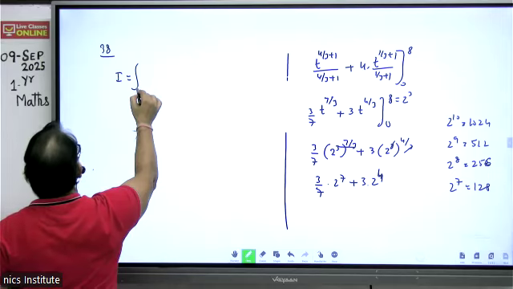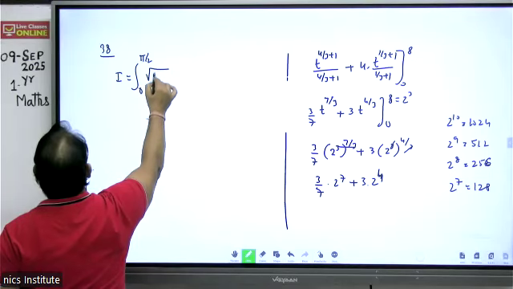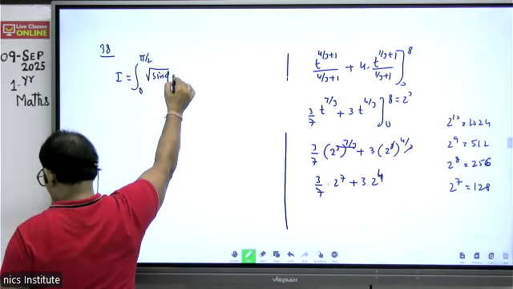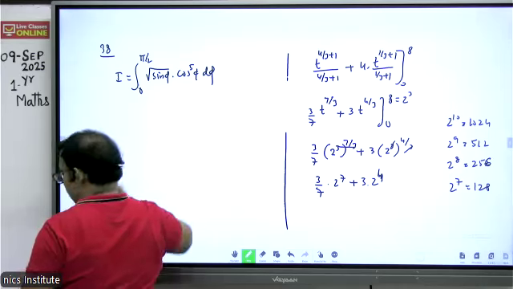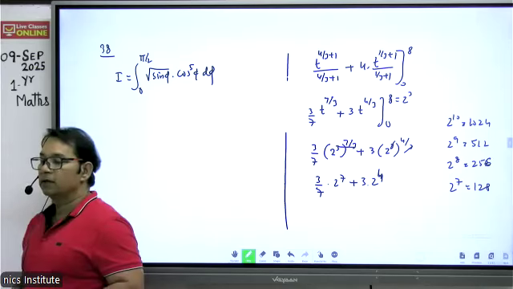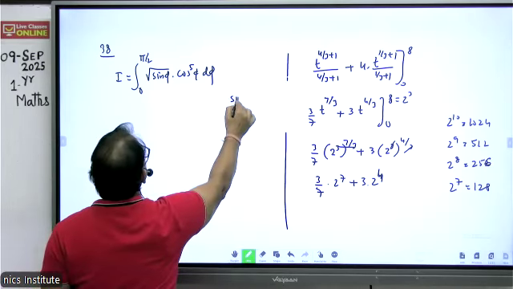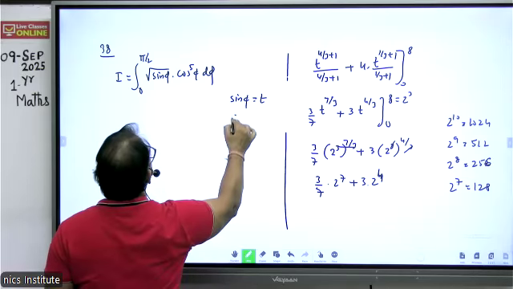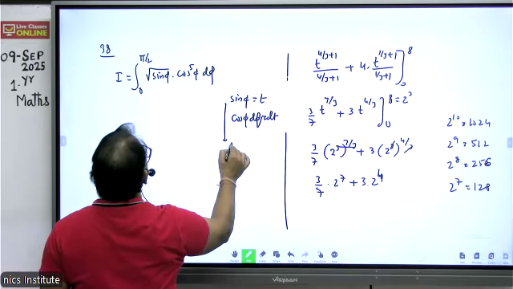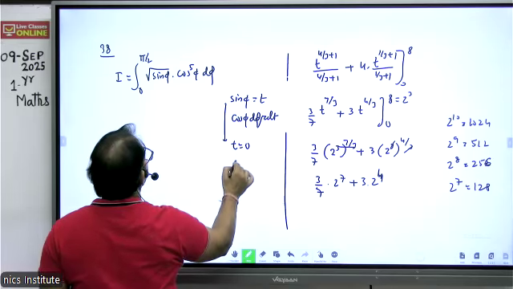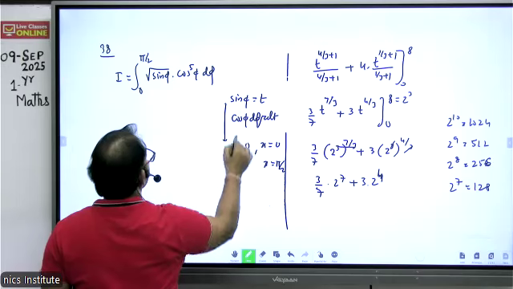0 to pi by 2, under root sine phi, cos to the power 5 phi d phi. As you know, the power of cos is odd. Separate it. Take sine as t. So cos phi d phi is dt. Limit change. When phi is 0, t would be 0. And when phi is pi by 2, sine pi by 2 is 1.